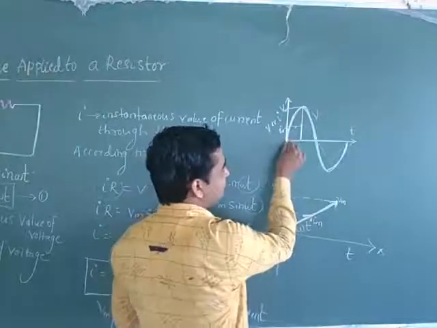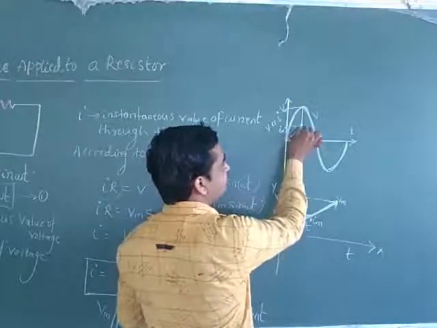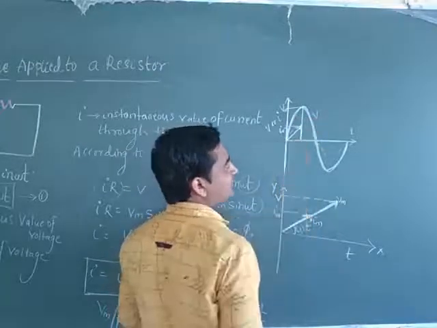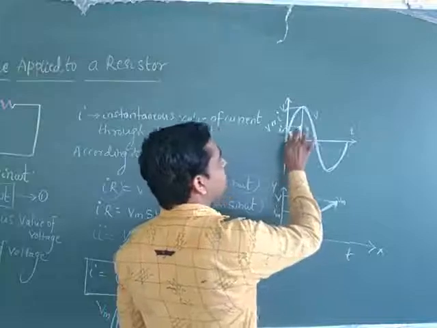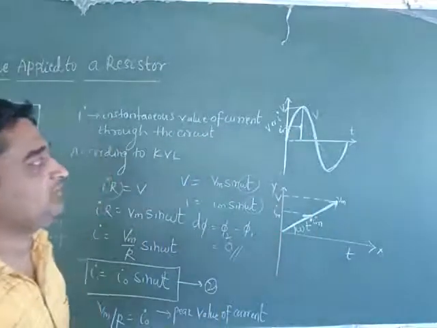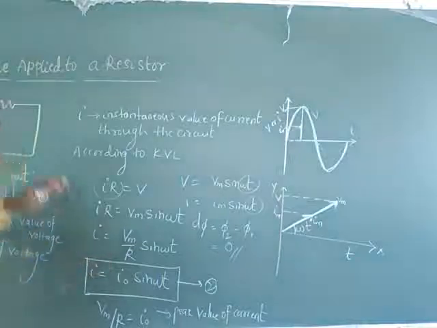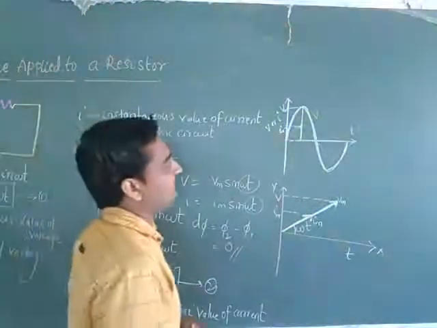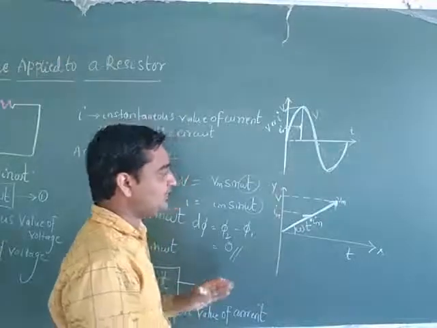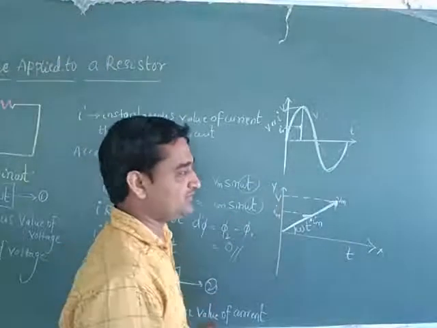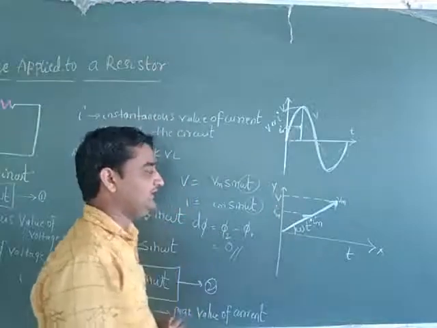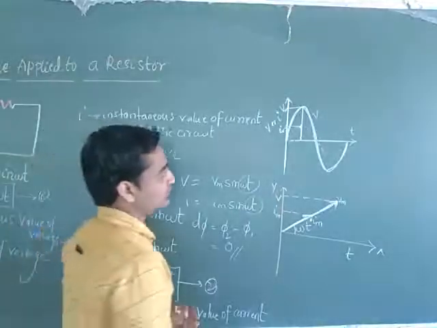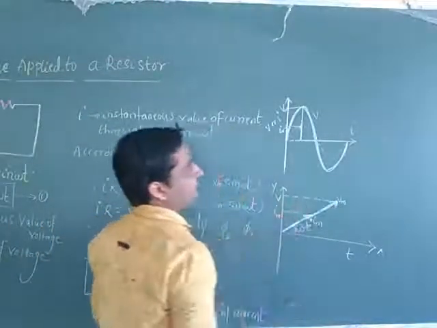So this length represents the phasor, right? Again this is the phasor we have to represent. Now in this way we have to explain the phasor diagram. So in this case, when AC voltage is applied to a resistor, the AC current and the AC voltage are in phase. That means the phase difference between the current and voltage is equal to 0. Both are along the same line, right?